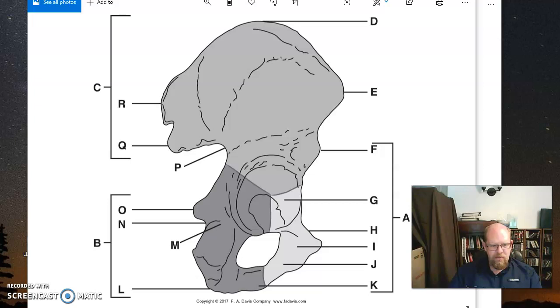K is pointing to the ischial ramus. Now the word ramus means bridge. Looking at letter H, that is the superior pubic ramus. I is the body of the pubic bone, or pubic body. And then J is the inferior pubic ramus.